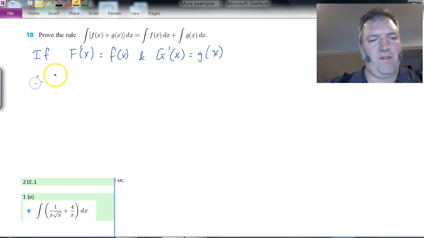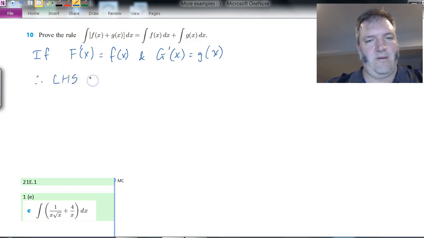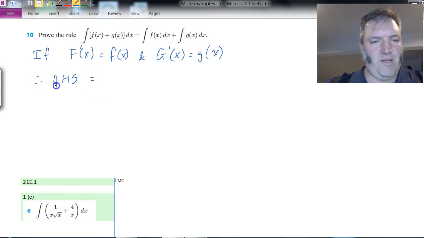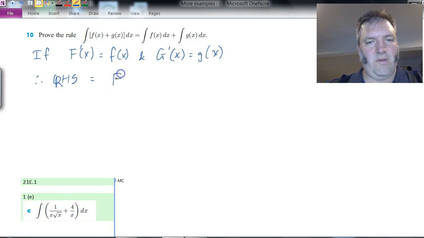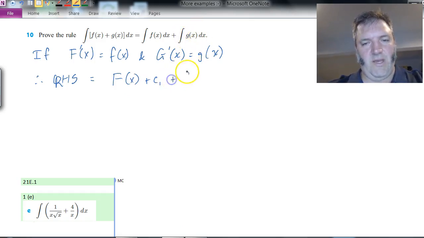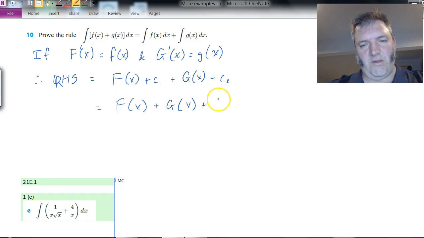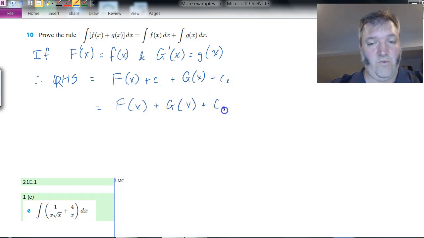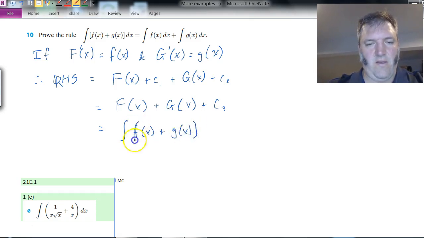Either way, actually I should start with the right hand side. Right hand side is going to equal f of x plus some sort of constant, and the integral of g of x is going to be capital G of x plus another constant, which is just going to be f of x plus g of x plus, I could combine those constants into a third constant, wouldn't really matter, and that would just equal the integral of f of x plus g of x dx, which equals the left hand side.